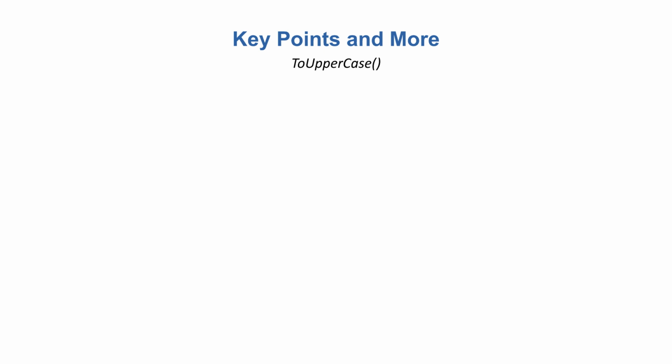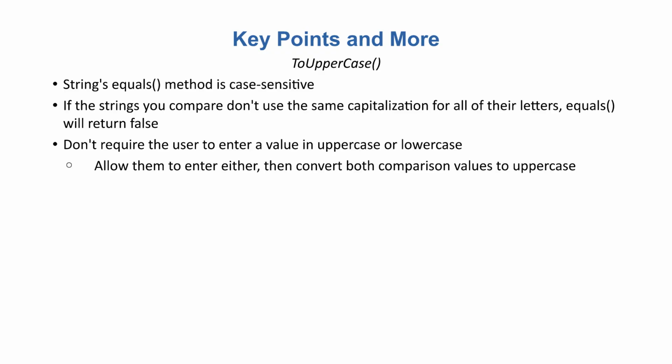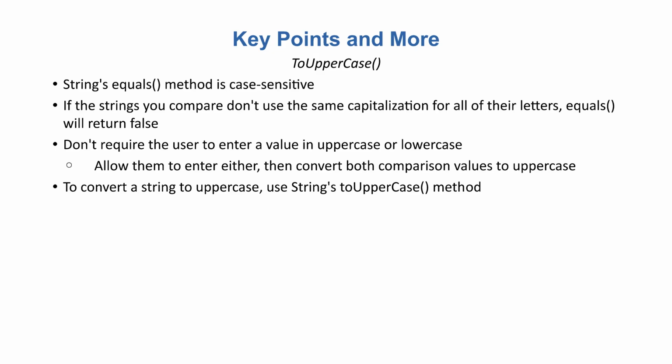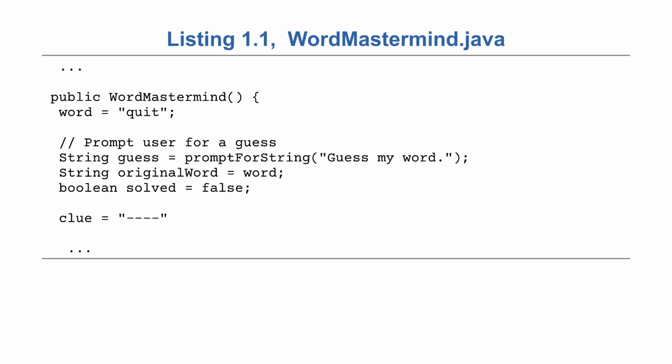Key points and more. toUpperCase. Strings equal method is case sensitive. If the strings you compare don't use the same capitalization for all their letters, equals will return false. Don't require the user to enter a value in uppercase or lowercase. Instead, allow them to enter either. Convert both the input value and the value you compare it against to uppercase. To convert a string to uppercase, use strings toUpperCase method. Here are the completed listings for all the exercises in this video.